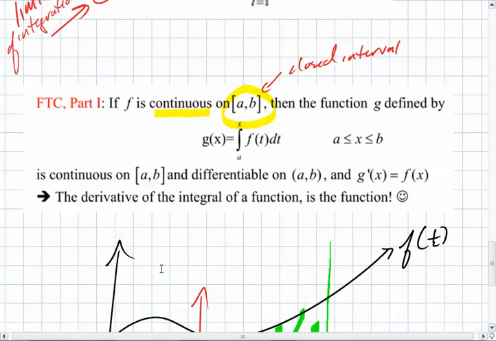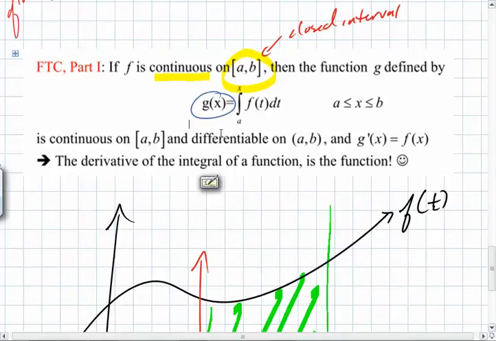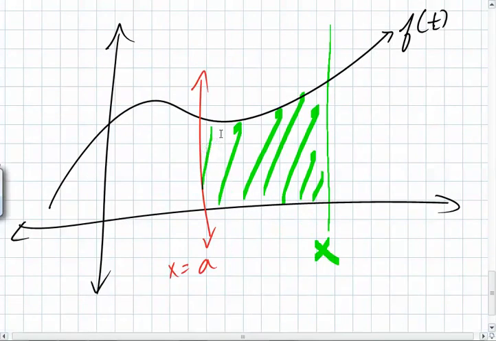So f has to be continuous on that closed interval. So this function, f of t, has to be, you can write it without picking up your pencil. Then this is the important part right here. If all of that is true, it tells you that g of x is continuous, meaning if f of t is continuous, the area as it increases, can you ever jump over a certain area here? No. If the boundary is continuous, the area under the curve has to be continuous.